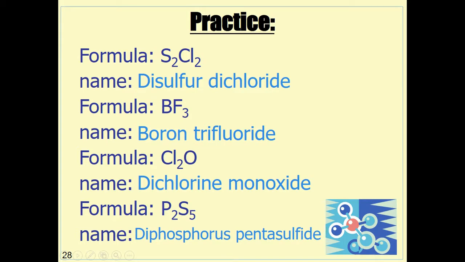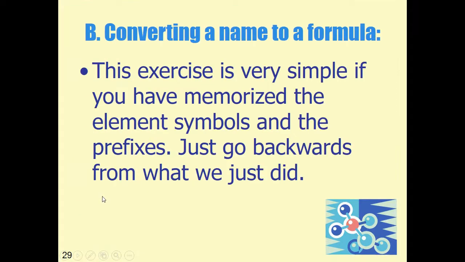Okay, the next step is now if I give you the name, can you go and give me the formula? So instead of just now I was giving you the formula, I wanted you to give me the name. And now we're going to go in the reverse direction. This is simple. If you know your prefixes, then it's very easy to figure out the formula from the name because it tells you exactly how things are bonded.